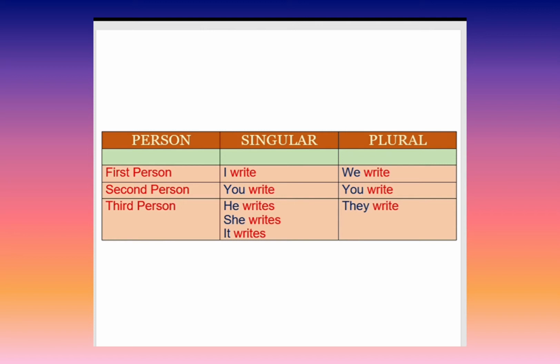Now see here the first row. For first person, we are using the verb write, not writes. I write, we write. Then for second person, you write. And for plural, you write, not writes. But for third person, with he, she and it, we are using he writes, she writes or it writes. But for plural, we are using they write.